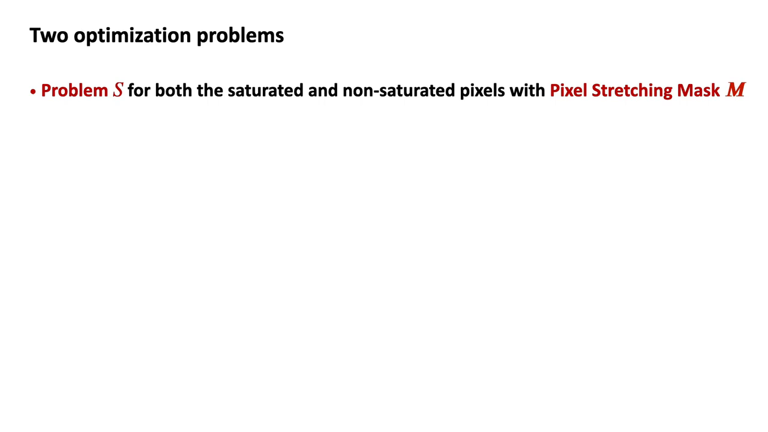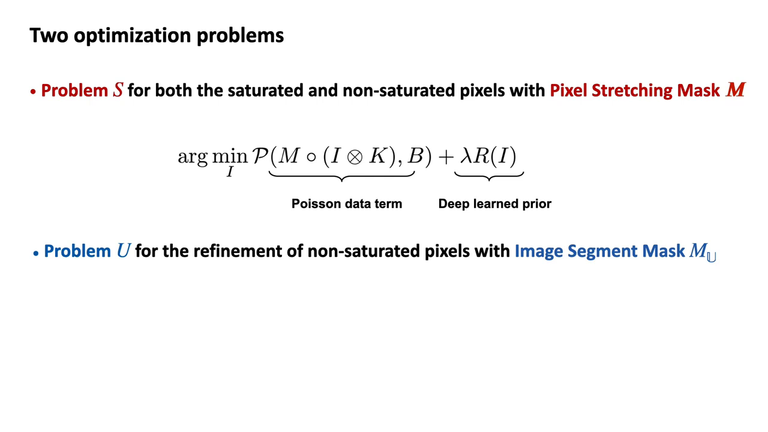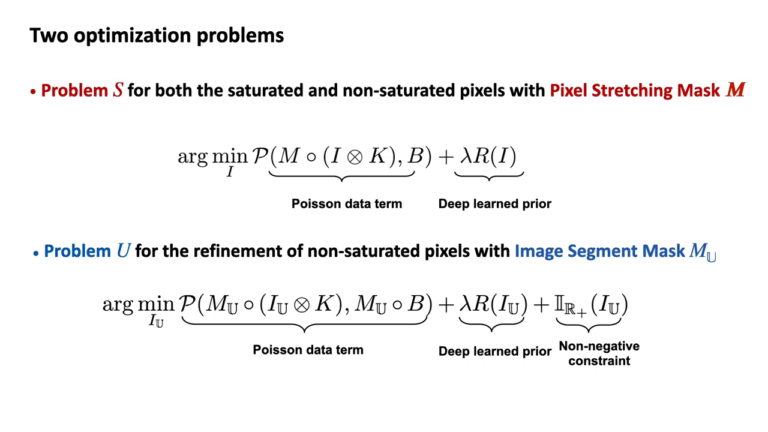For nighttime non-blind deblurring, we define two optimization problems. The first one is problem S for deblurring both saturated and non-saturated pixels. N is the pixel stretch mask. The first term is a Poisson data term, and the second is a deblurring prior. The second one is problem U for addressing the refinement of non-saturated pixels. NU is an image segment mask.